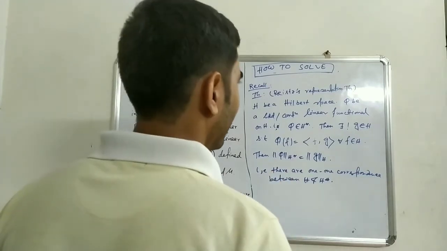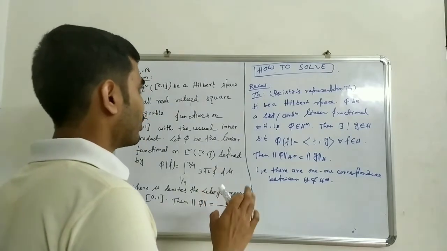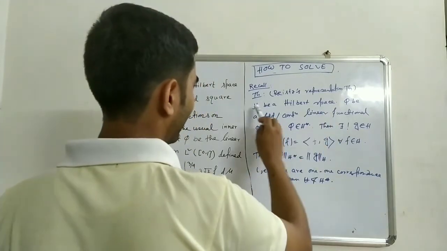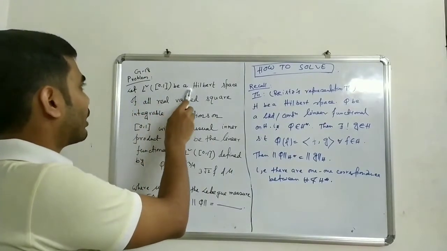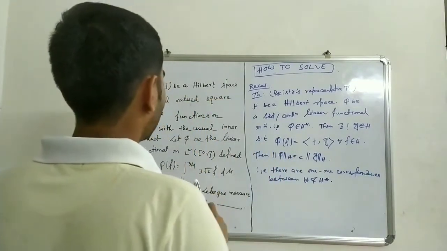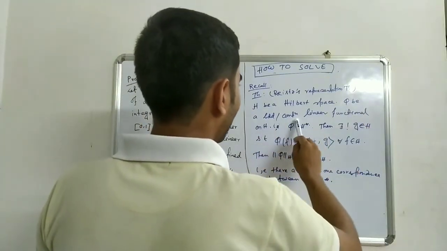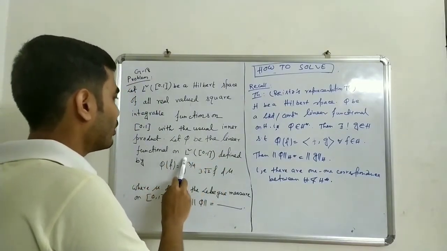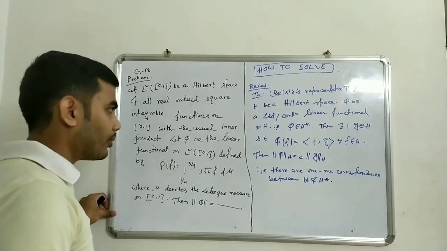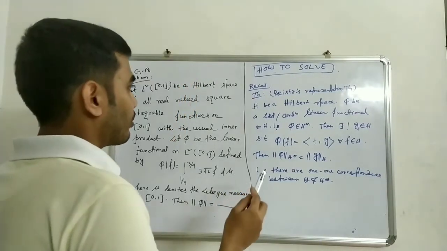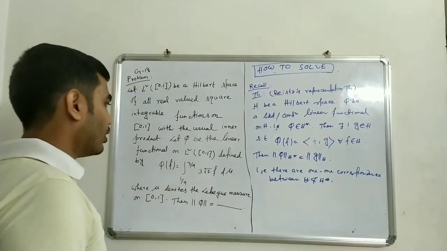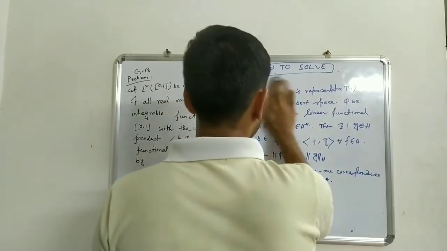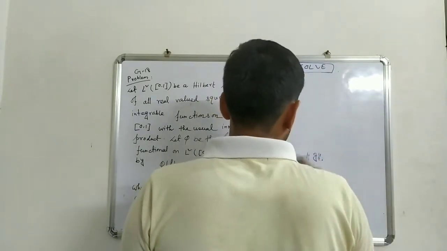So this is the Riesz representation theorem, and we use it to solve this kind of problem. The first condition is that H is the Hilbert space, and here L2 closed interval 0 and 1 is the Hilbert space. The second condition is that phi is a bounded or continuous linear functional on H. Here phi is a linear functional on the Hilbert space L2 closed interval 0 and 1, so first we have to prove that phi is bounded in L2 closed interval 0 and 1.